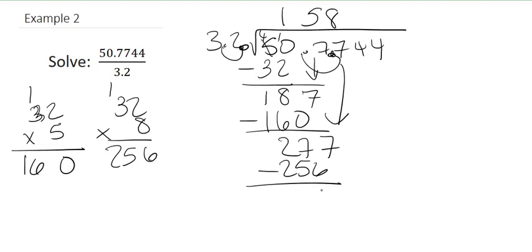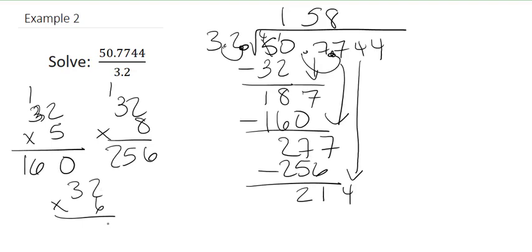7 minus 6 is 1. 7 minus 5 is 2. So now we have 21. Now we're going to bring down that 4. And then we have 214. Next we have the number. Let's just try 6. So 32 times 6. 2 times 6 is 12. Carry the 1. 3 times 6 is 18. Plus 1 is 19. So 192.